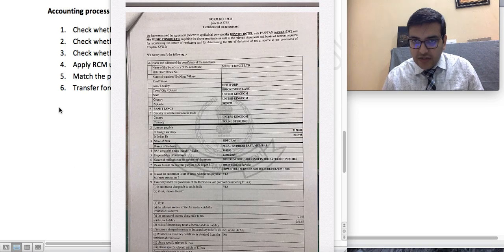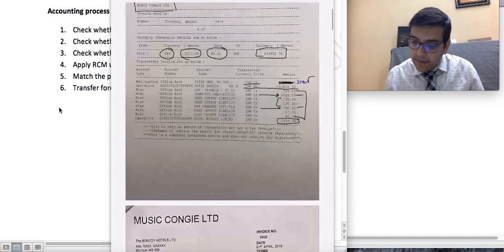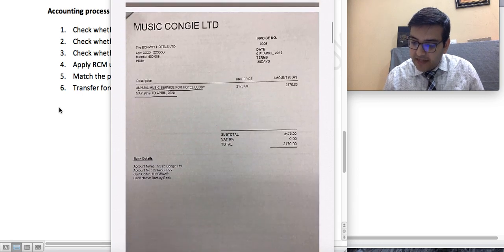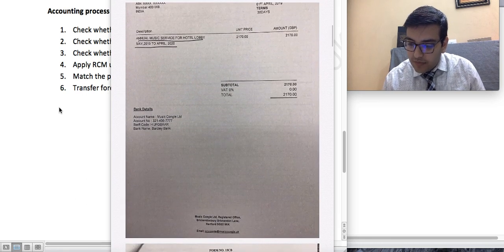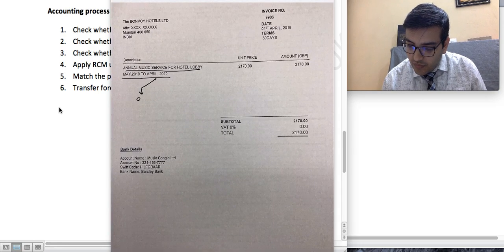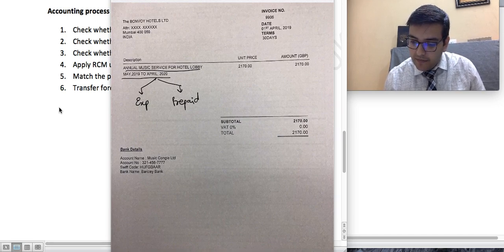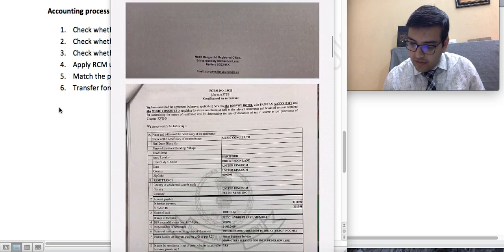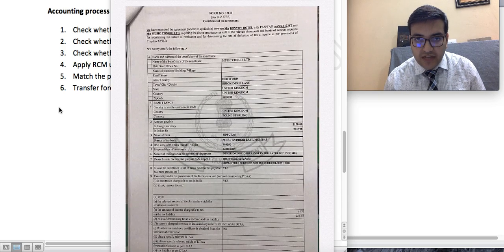Okay, let us just understand the documents first. So first of all, we have seen the payment advice, how much we have paid. Then there's the invoice. Here we come to know that it's an expense and a prepaid. I will write it here. One part is expense, one part will be prepaid. This we must remember. Okay, then there is a form 15CB which is given by a chartered accountant.